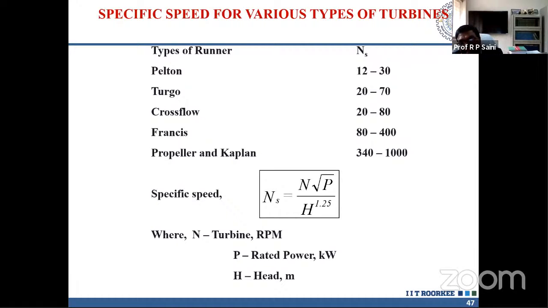So you will ask that the head, he will tell you the particular head, and then the speed you have to assume. And this assumption of speed is tricky. That means if you want to couple the generator to the turbine directly, the speed of the turbine will be the speed of the generator, or the generator speed will be the turbine speed.